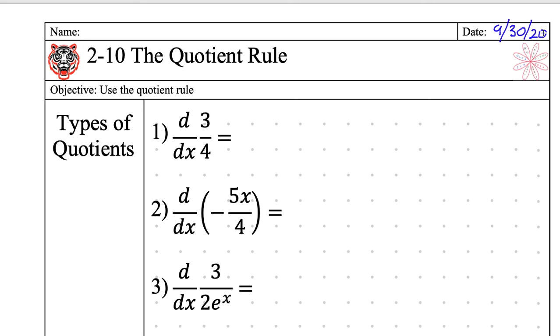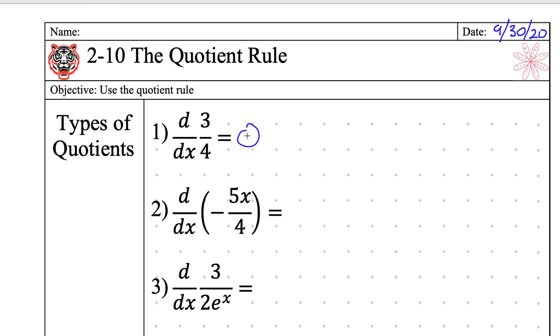So, just as a reminder, if I take the derivative with respect to x of 3/4, what do I get? It's a constant. So, yeah, 0. Everyone write it down. It's the derivative of a constant. What about number 2?